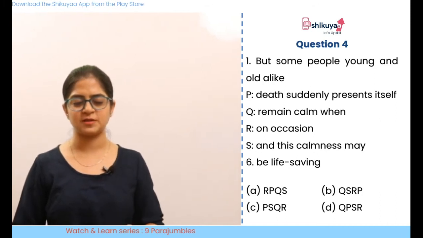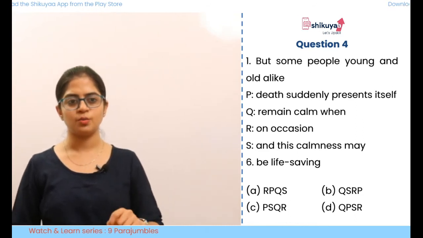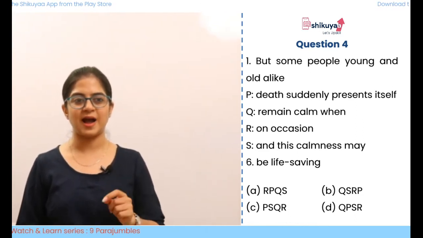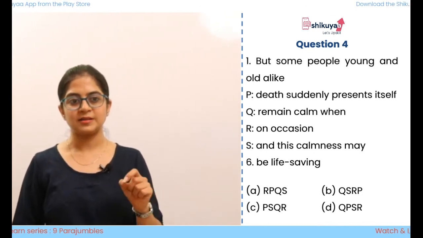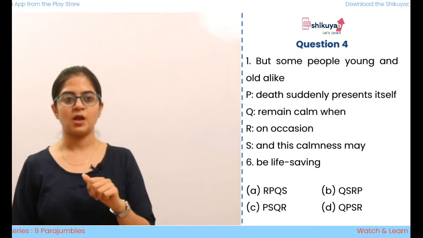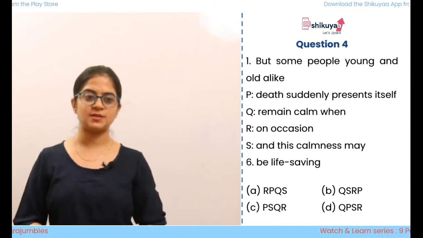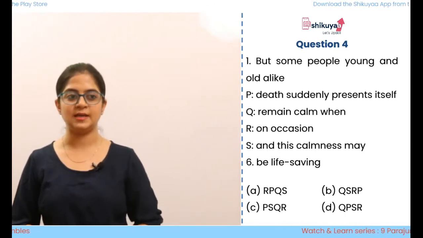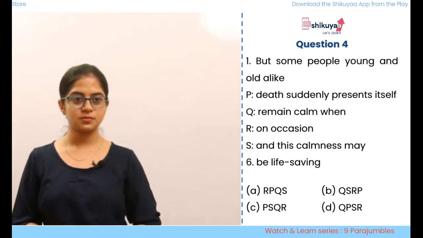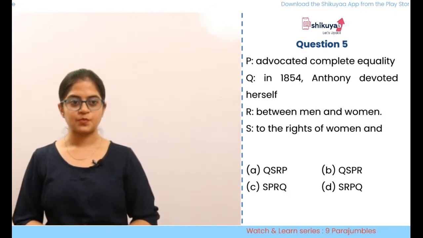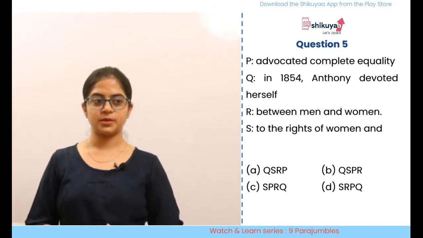So logically, if we see, D is the suitable sequence here, that is Q P S R. Remain calm when death suddenly presents itself, and this calmness may on occasion be life saving. Okay, so congratulations to the people who have replied option D. Good going. Let us have the next question on the screen, please. You have just a minute to answer this question. Hurry up.